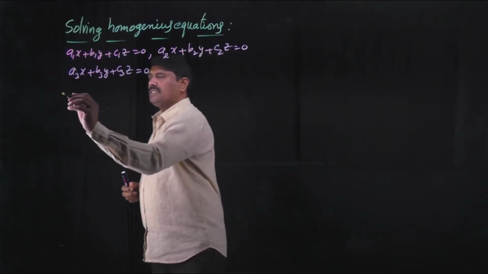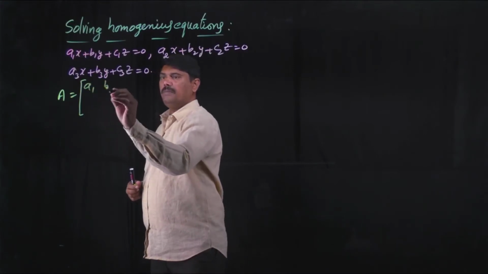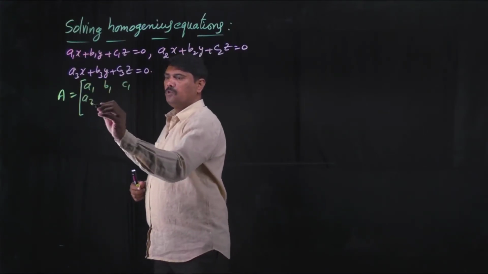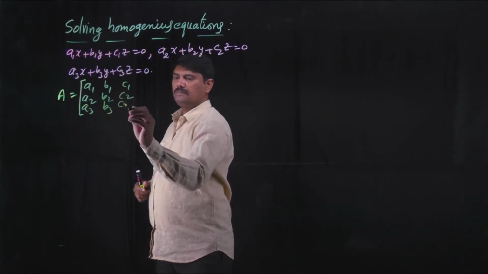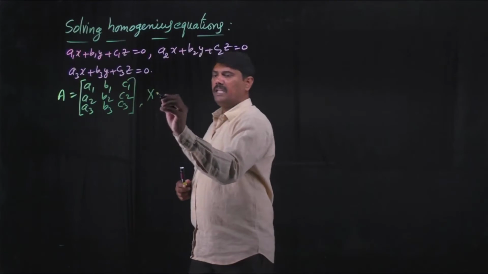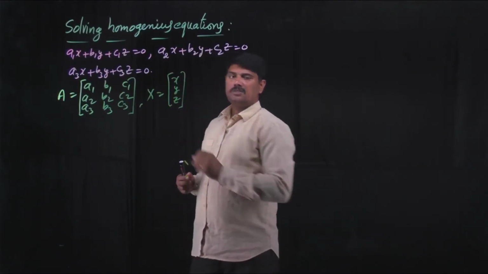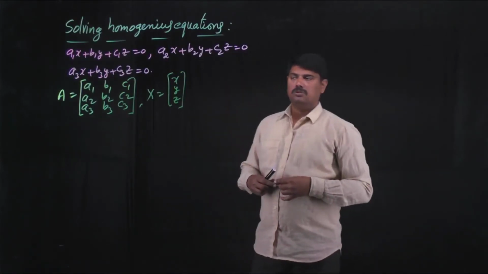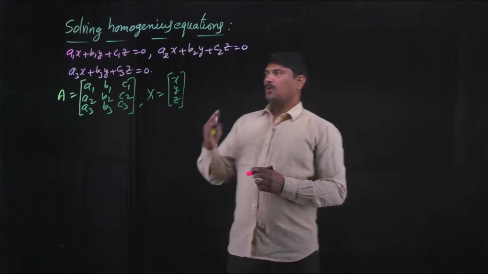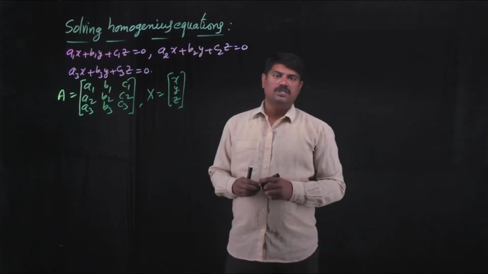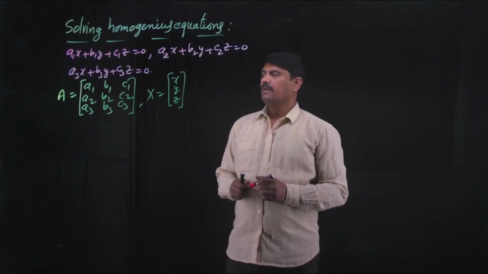For these equations, let us consider the coefficient matrix A, which is a1, b1, c1, a2, b2, c2, and a3, b3, c3. And the variable matrix X is x, y, z. So here all the constants are 0. So the constant matrix here will become a null matrix. The solution of the homogeneous equations completely depends upon coefficient matrix A.